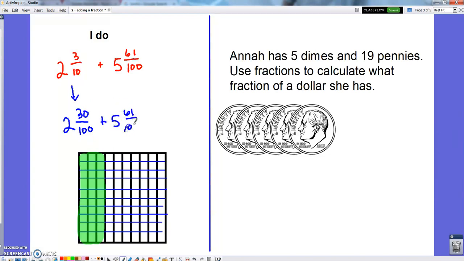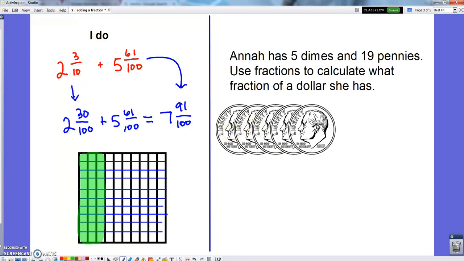Because now they both have a denominator of 100, and those aren't too bad to add together. So I can say that 2 and 5 is going to be 7, and 30 100ths plus 61 100ths is going to be 91 100ths. So I'm just going to change the tenths into hundredths, and that lets me add them up. So 2 and 3/10 plus 5 and 61 100ths is 7 and 91 100ths.